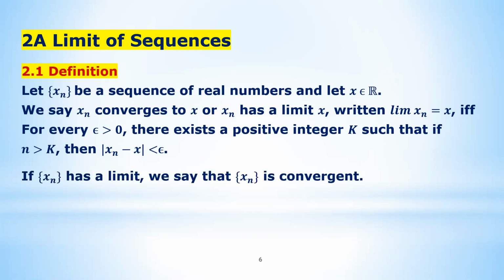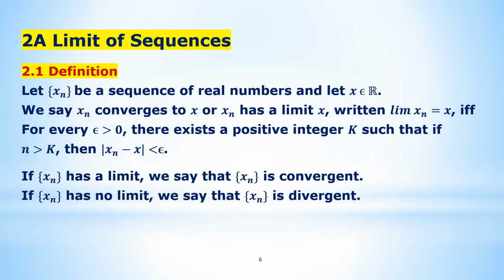Here are some follow-up definitions. If x_n has a limit, then we say that x_n is convergent. For instance, in the previous examples, example number 3 has limit 1, so it is converging, and the other two sequences, number 1 and number 2, are not converging. When a sequence has no limit, we say that x_n is divergent. So that's the limit concept.